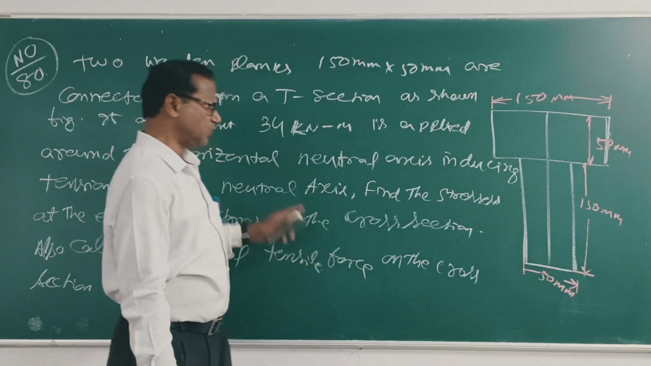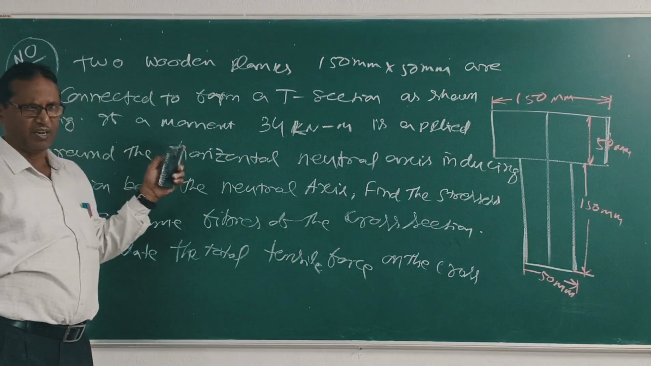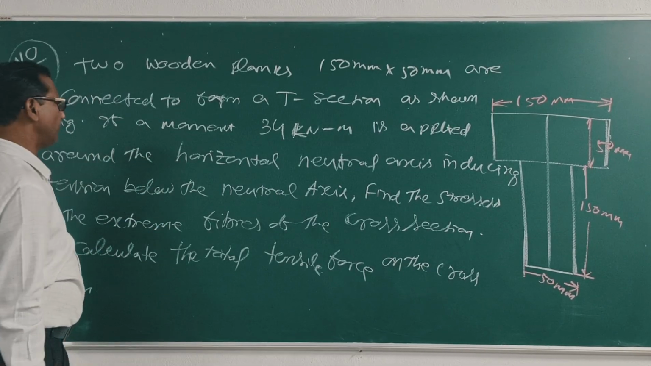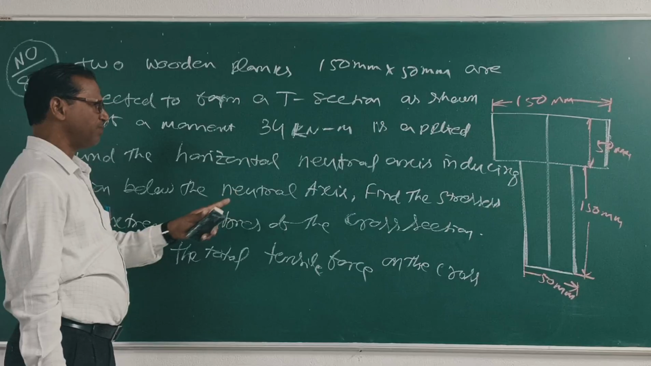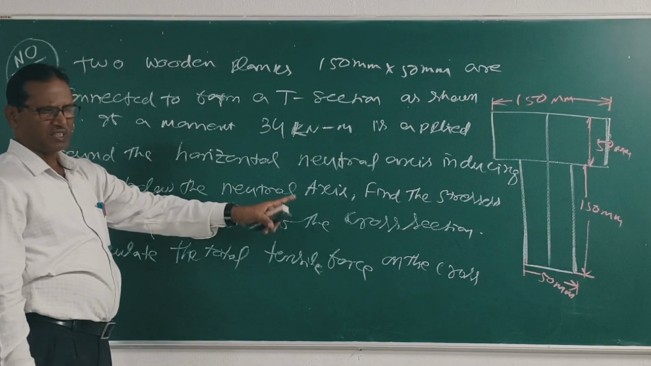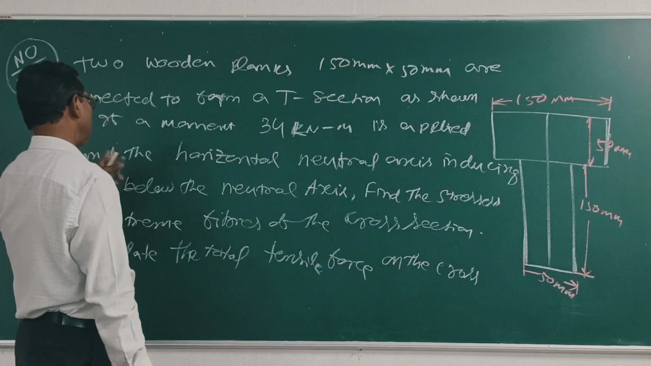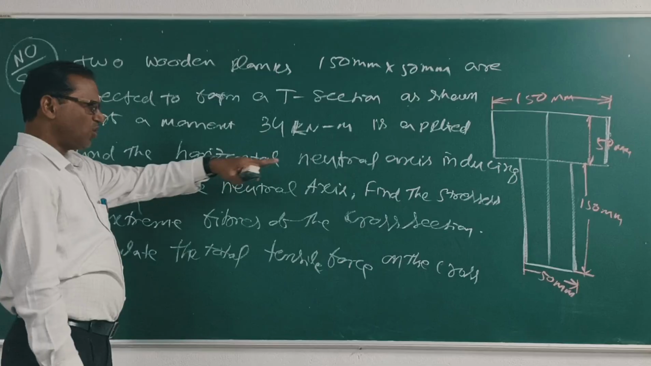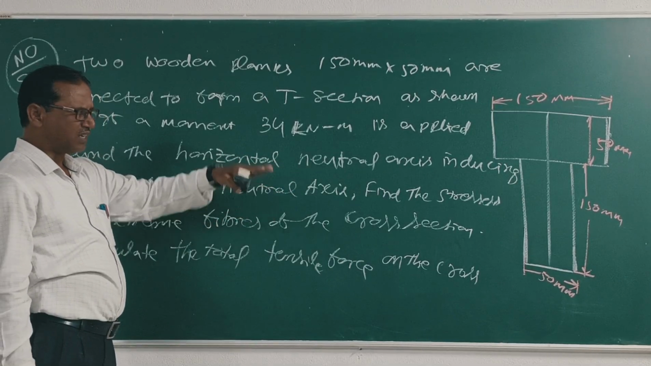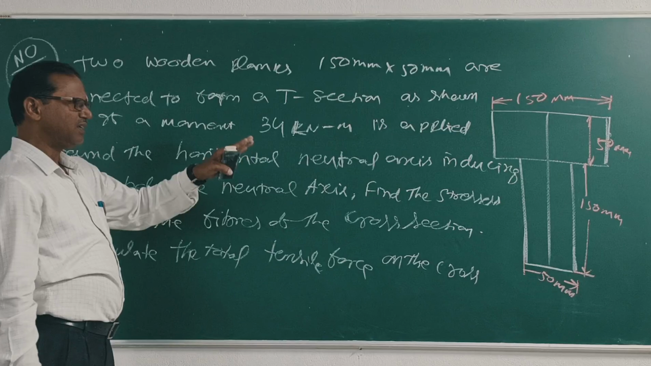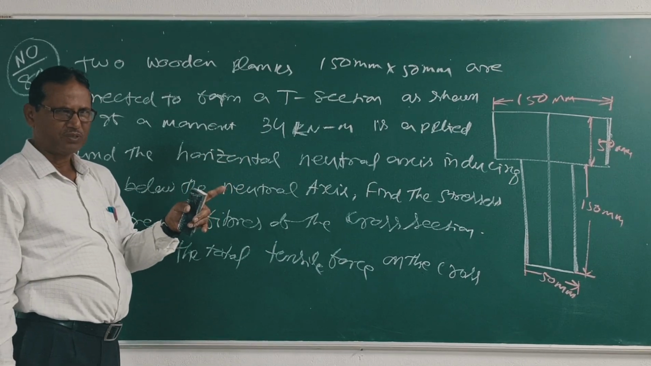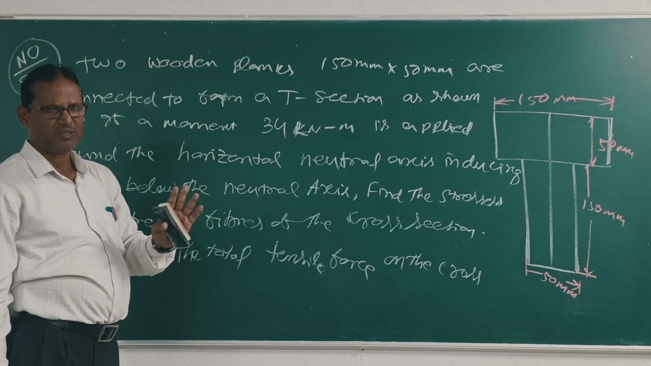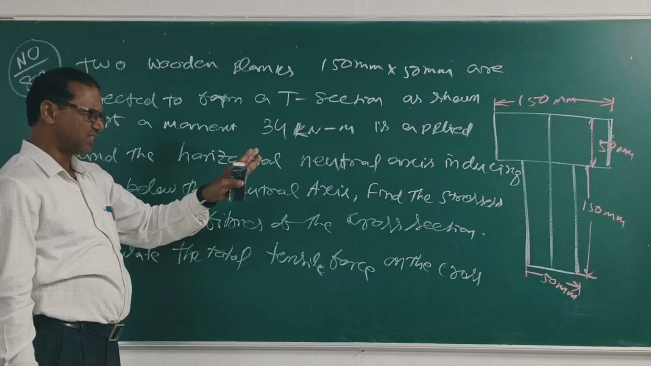Now, this is question number 80. This is a T section. The question is, two rectangular plates, 150 mm and 50 mm, are connected to form a T section. If a moment of 30 kN-m is applied around the horizontal neutral axis, inducing tension below the neutral axis, find the stresses at the extreme fiber, and also find the total tensile force on the cross section. Clear? First, this is the figure of the T section.